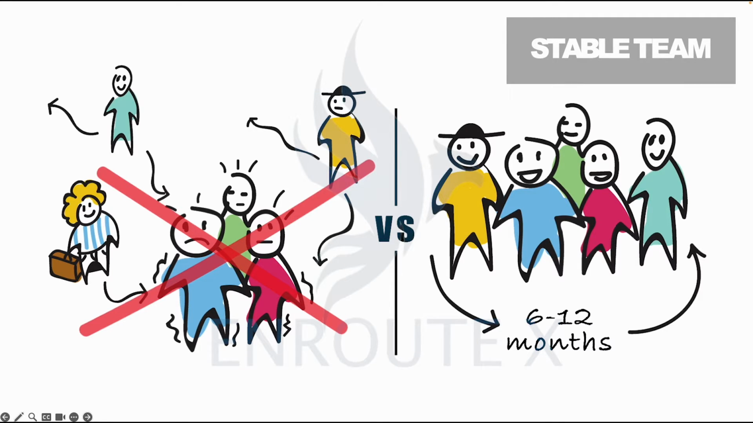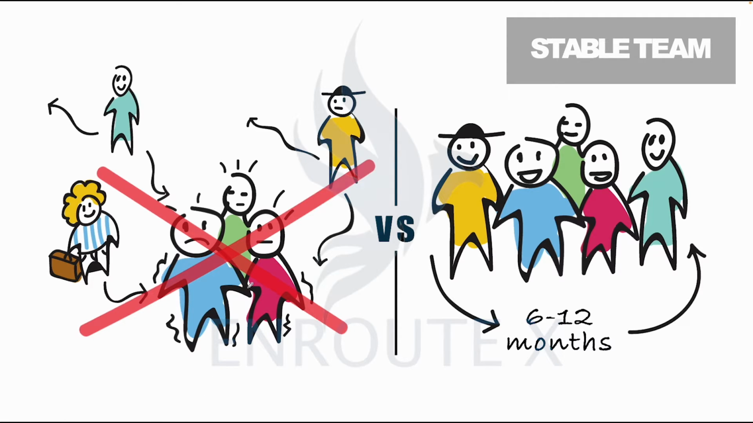Stable team. What is stable team? Just as it sounds, and if we look at that picture, it means a team that is stable would focus better. A stable team in Scrum refers to a team or a group whose membership does not change frequently.